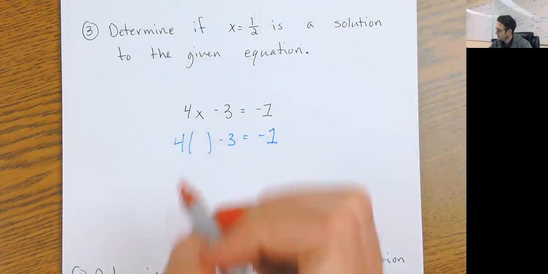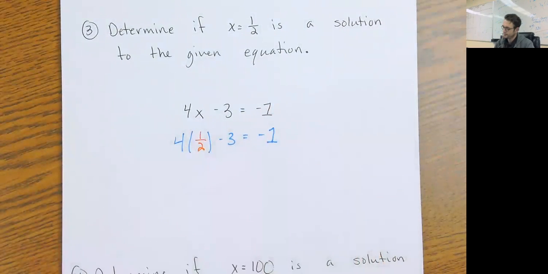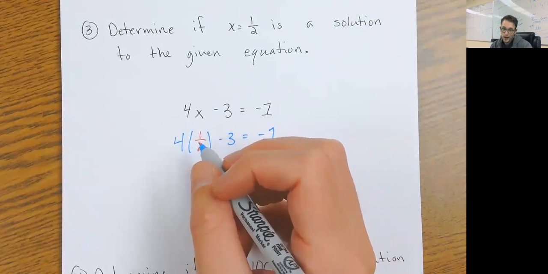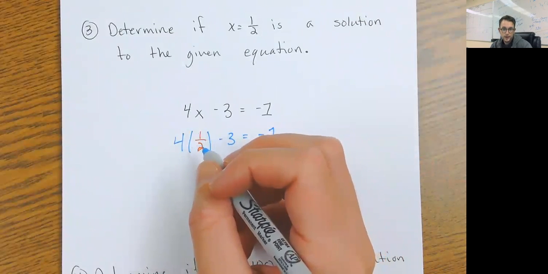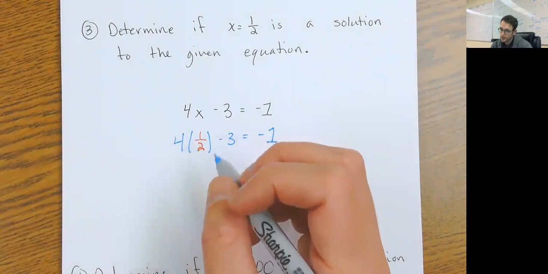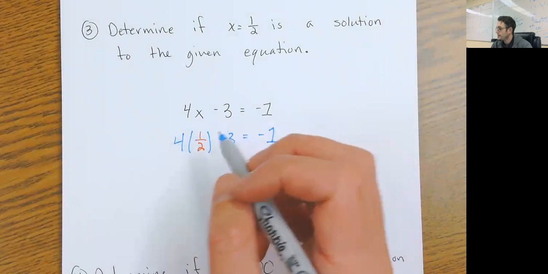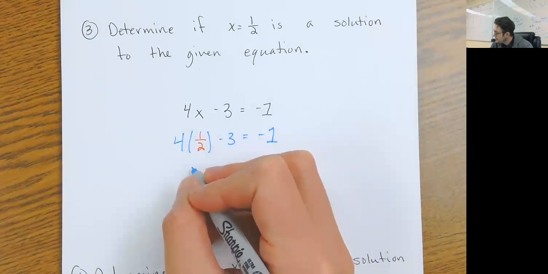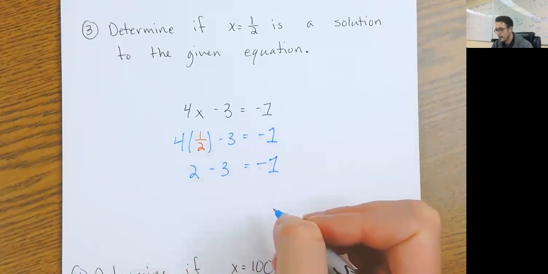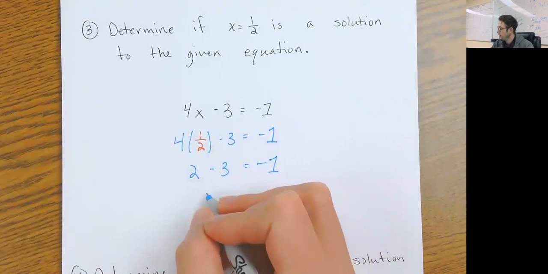So I'm substituting it in. All right. Substituting it in, and I am going to now simplify the left side and see if I get -1. All right, so 4 times 1/2, when you multiply by a fraction, or at least a fraction with 1 on top, you just divide by the denominator. It's a quick trick. Or you guys can just think about it as what's half of 4, which should be 2. All right, and then -3 equals -1. Well, what's 2 minus 3? Should be -1.